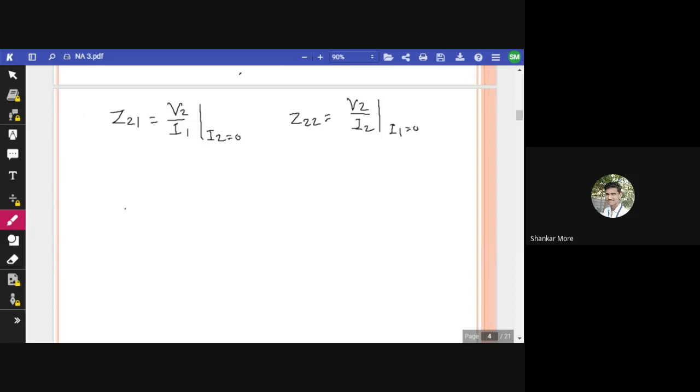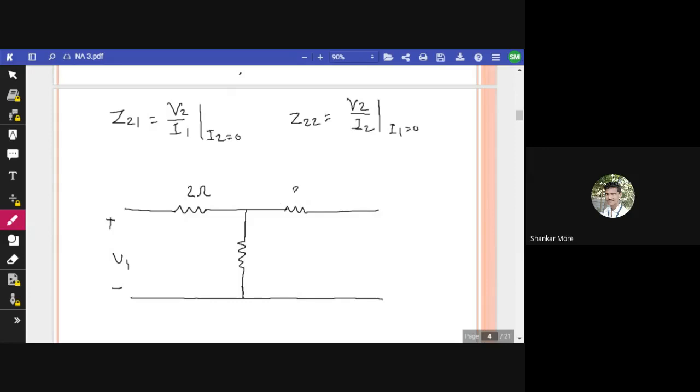Let us suppose I have a circuit here. This is one resistance, this is another resistance, this is one more resistance, and this is the ground level. So this is V1, let us suppose this is 2 ohm, this is 3 ohm, and this is 1 ohm. This is I1, this is I2, and this is V2. So for this circuit we have to calculate Z parameters. How do we calculate it?